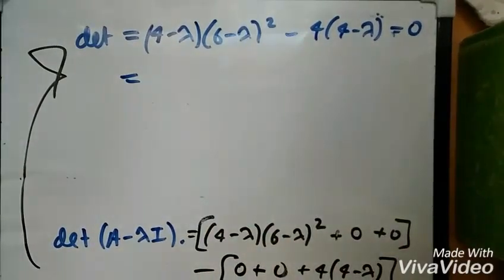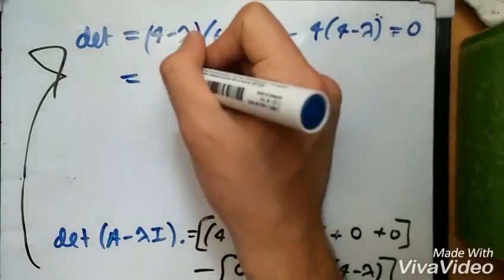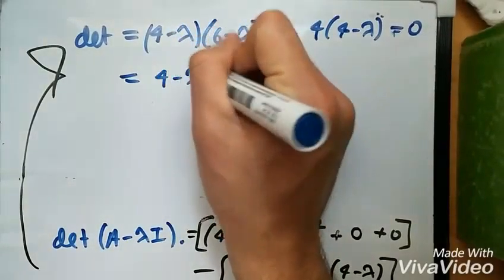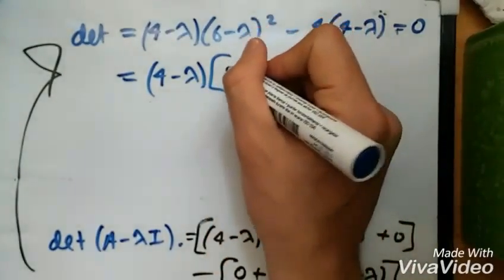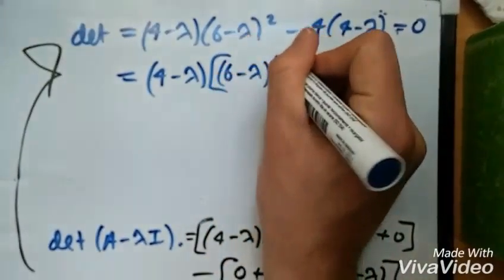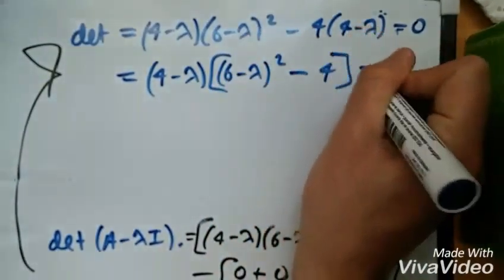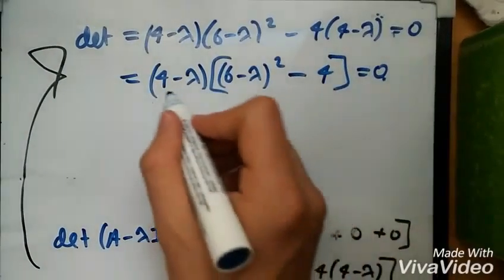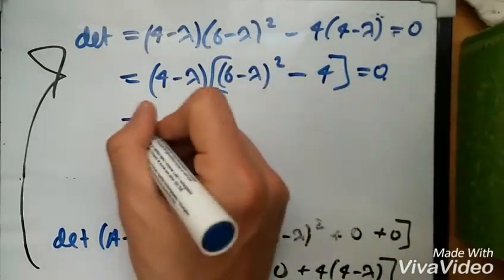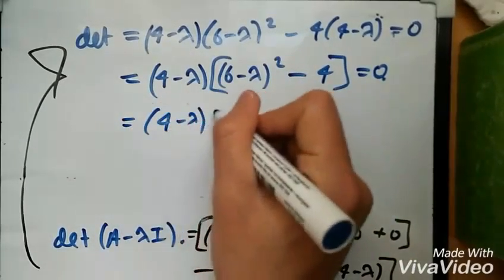This is so long. Okay, so we're going to have 4 minus lambda here. Let's try and factorize this. They both have 4 minus lambda, so we can factorize it out. So we're going to have 6 minus lambda squared here, minus 4, and this equals 0. So what do we have so far? We know the first solution, this equals 0, and now this part, 4 minus lambda.